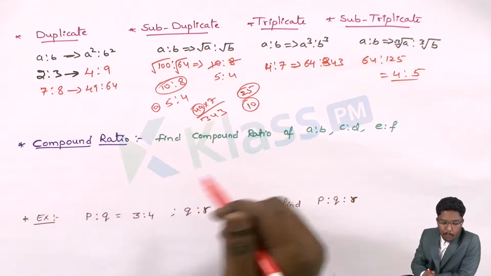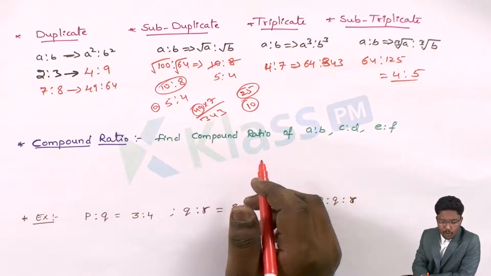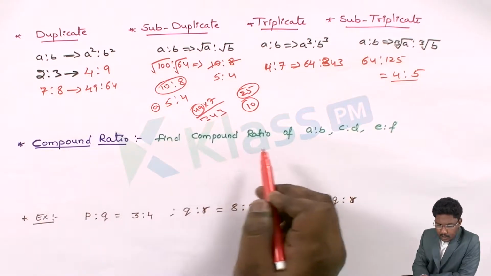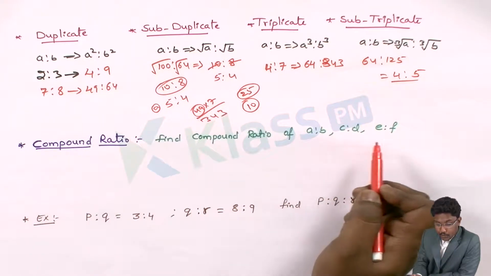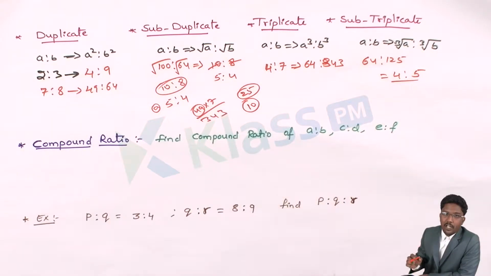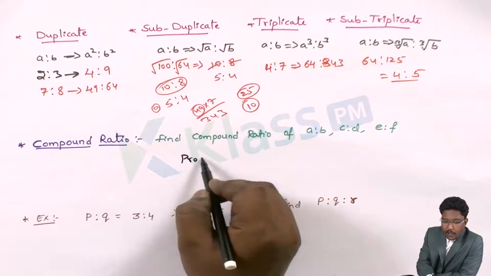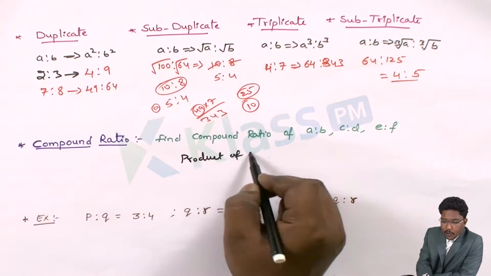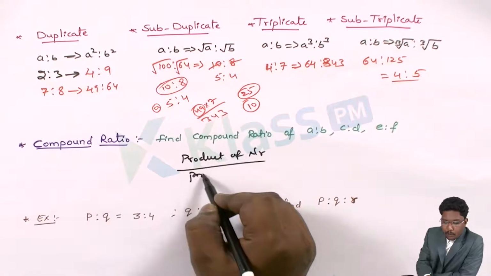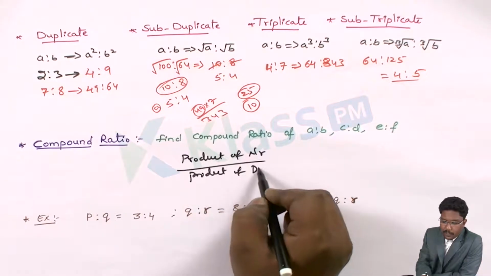Now we are moving to compound ratio. What is a compound ratio? Find the compound ratio of A is to B, C is to D, E is to F. If you find any question like this, directly take the product of numerators by the product of denominators.